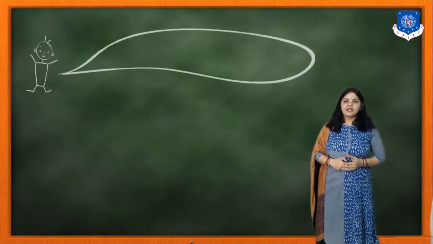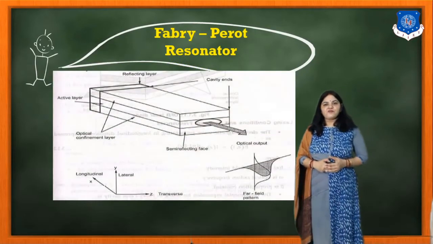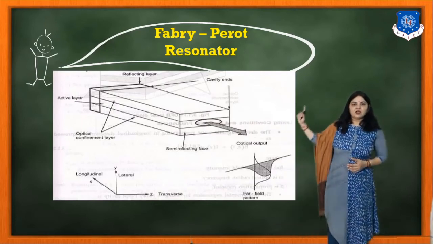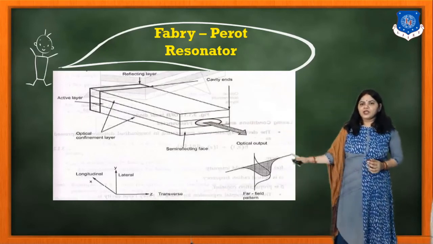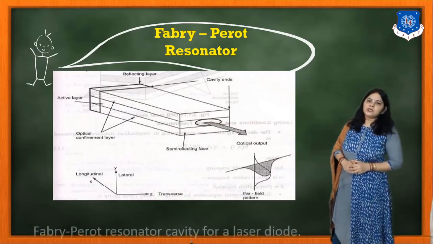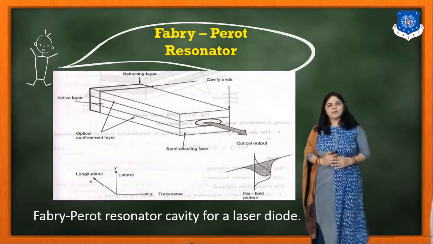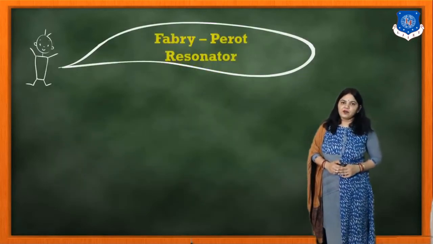So this is related to the ILD. Now the next is the Fabry-Perot resonator. Here you can see the diagram of the Fabry-Perot resonator and how it provides the coherent beam. This is the diagram of the Fabry-Perot resonator cavity for a laser diode.